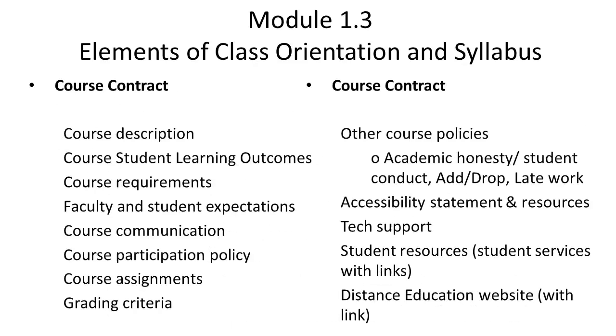So, turning to the first of the 3 elements, the course contract, here are some key items that should be included in your course syllabus. Much of this is similar to what you would have in a face-to-face course syllabus: course description, student learning outcomes, requirements, grading criteria, policies. But in addition, I would expect to see clear ideas, rules, and pathways for participation, and clear ways to contact the instructor.